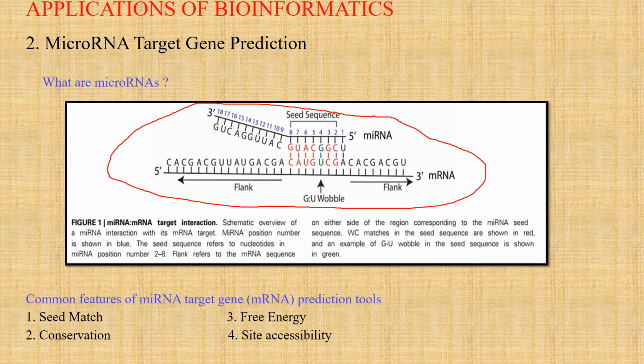So, considering that microRNAs bind to messenger RNA to regulate gene expression, most target gene prediction tools exploit this principle of binding to predict the target gene. You know, when we talk of messenger RNA, we are actually talking of genes. That is the gene that is being transcribed in order to be translated into a protein.